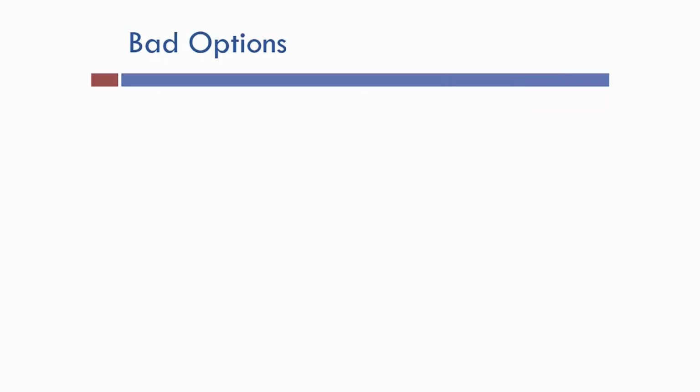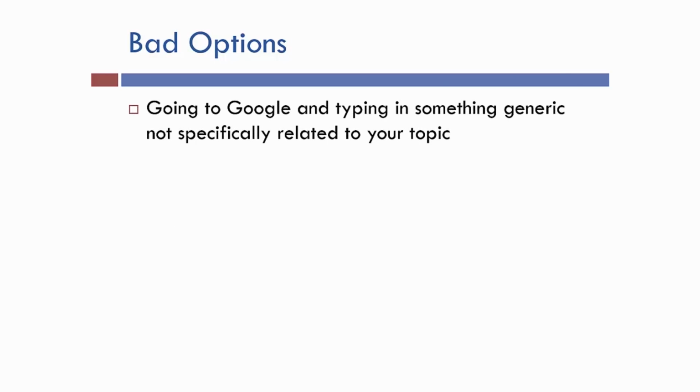Again, you can do whatever you want, but some bad options are just basically going to Google and typing some generic thing that's not really related to your topic. Just kind of randomly searching through. Have a plan. Because when you start randomly doing things, you're going to come up with random stuff that really doesn't help you. And the reader's going to pick up on it. You're going to have a hard time writing your paper. I'm going to be honest with you.